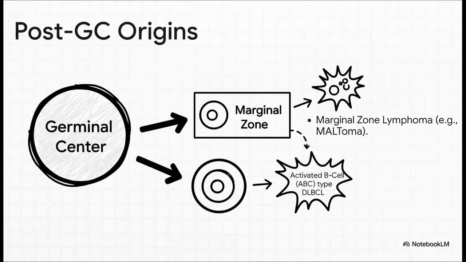Okay, as we exit the germinal center, we find two more points of origin for cancer. B cells that mature into memory cells and settle in the marginal zones can turn into marginal zone lymphomas, like MALToma. And then, those cells that go down the plasma cell path, the plasmablasts, they're the source of a very specific and much tougher subtype of DLBCL, called the activated B cell or ABC type.